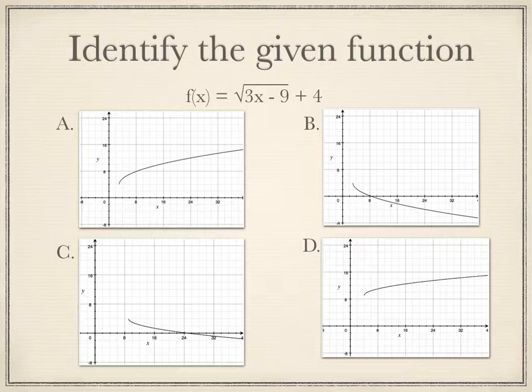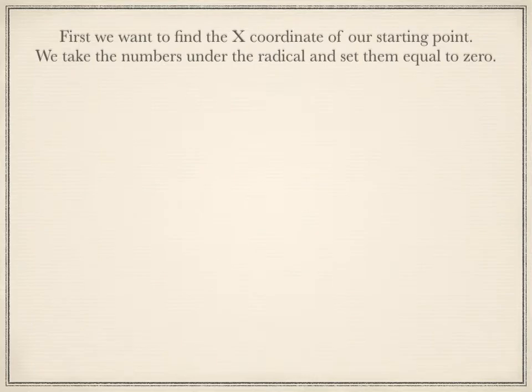So identify the given function. f of x is equal to the square root of 3x minus 9 plus 4, and then we're given some graphs. First we want to find the x-coordinate of our starting point. So we take the numbers under the radical and set them equal to 0. Because once again, anything below 0 or negative isn't going to work in our function. And that's why we get our starting point by setting 3x minus 9 equal to 0.